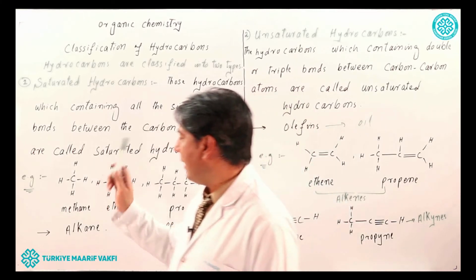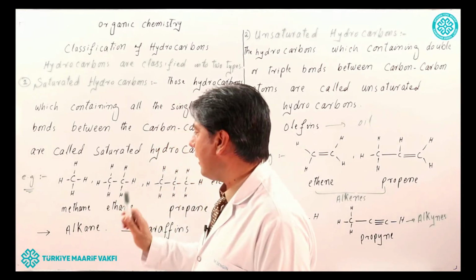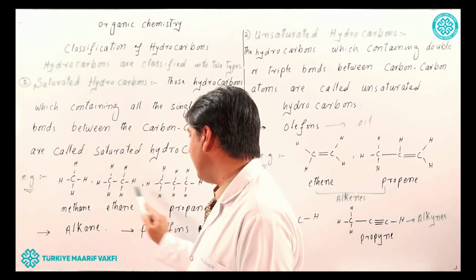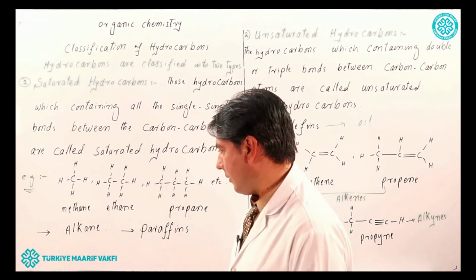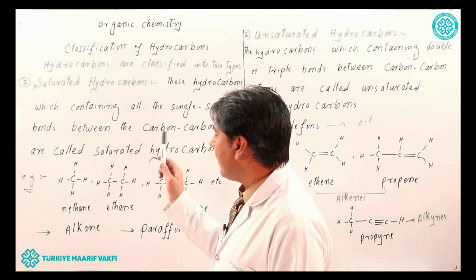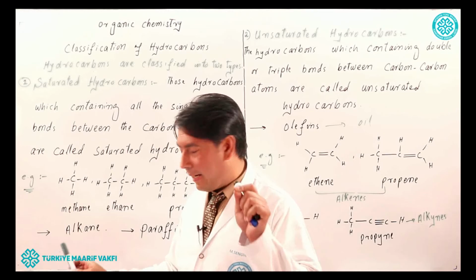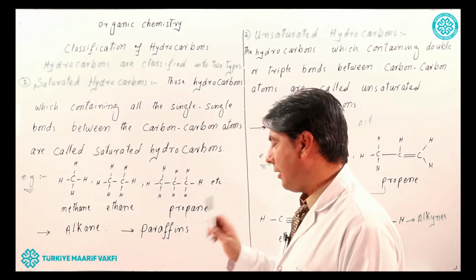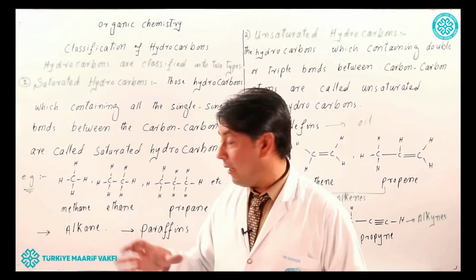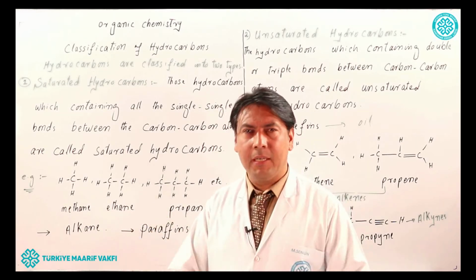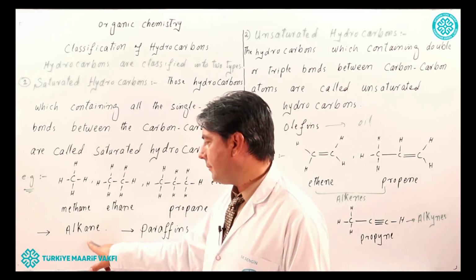For example, methane, ethane, propane. Look here. All have single covalent bonds between carbon atoms. The saturated hydrocarbons are also known as alkanes. Generally, they are known as alkanes or paraffins. Para means little, affin means affinity for bonding. They are saturated. They don't undergo the addition reaction. Therefore, they are called paraffins or alkanes.